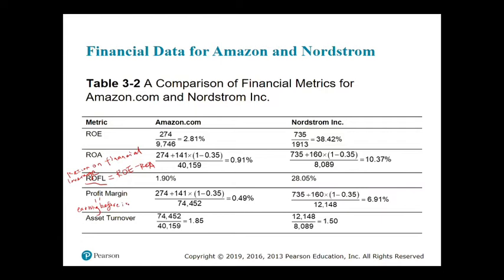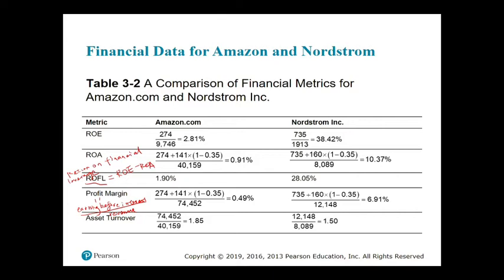Earning before interest divided by revenue. So the profit margin is much higher at Nordstrom, 6.91%, than the 0.49% at Amazon.